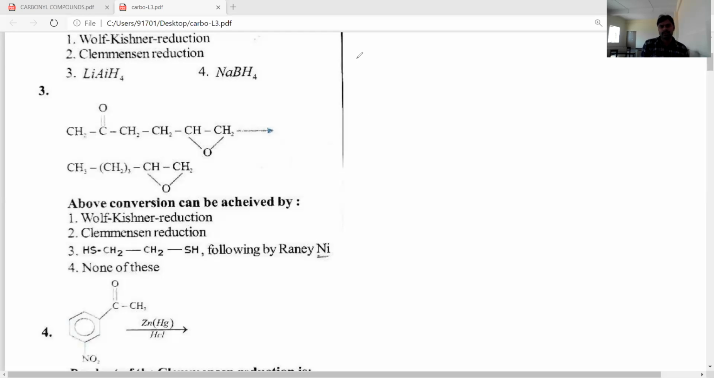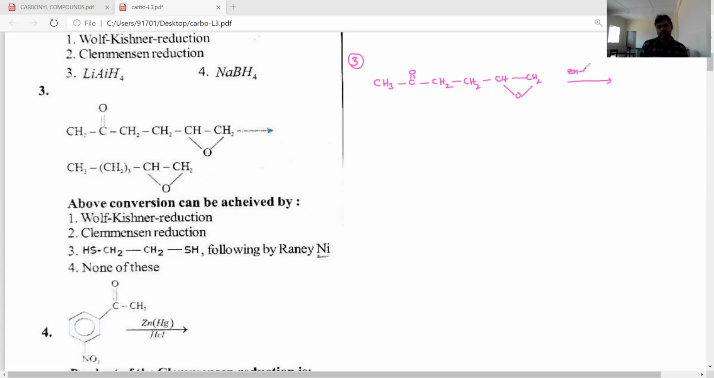Okay, let's see the third question. I will write all the different conditions. The first one, CH3-C=O-CH2-CH2-CH-CH2-O, and this is in acidic medium. You want to do the reduction, which takes place in acidic medium.